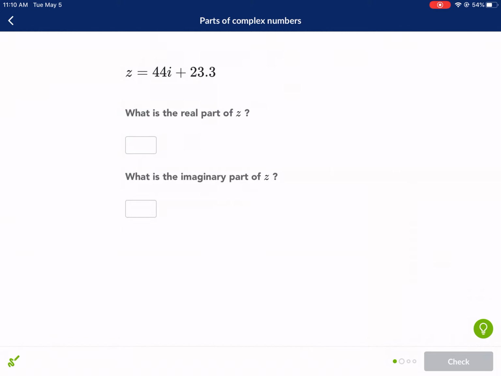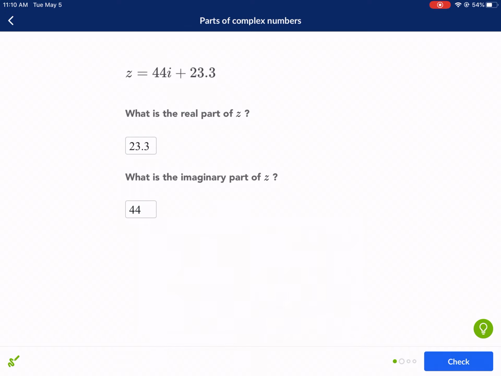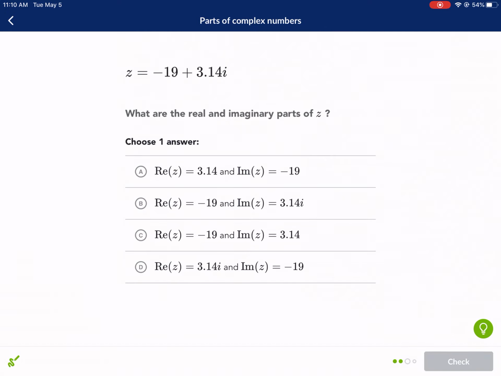So as we answer this question, it says, what is the real part? Well, we already know that's 23.3. And what is the imaginary part? We get 44. And that's it. That's the imaginary part. We don't need to type an i because it's just asking for the coefficient, essentially. All right, on to the next question.